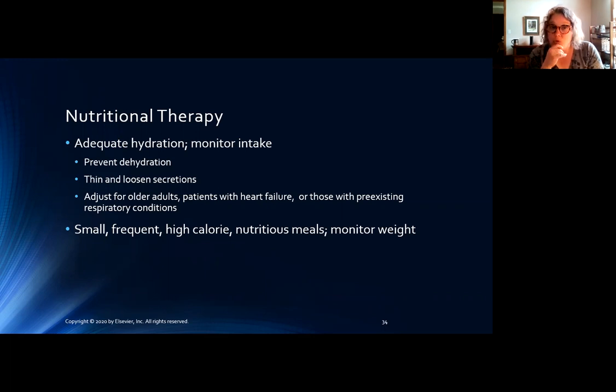Small, frequent, high-calorie nutritional meals, we want to monitor their weight to make sure that they're not losing weight because of their pneumonia status. When it comes to pneumonia and nutrition, the client would rather breathe than eat, so they will pick breathing over eating all the time. If we can make eating easy with small, frequent, high-calorie, nutritious meals, even if it's Ensure shakes and milkshakes, it's better than not eating at all. If they can just go into grazing mode where we're getting them nutritious stuff, that's better than anything else that we could do.